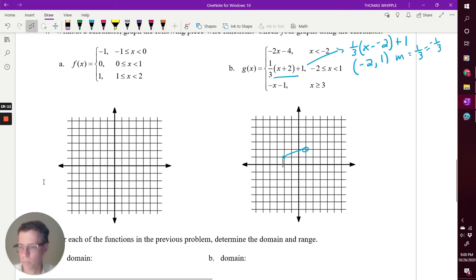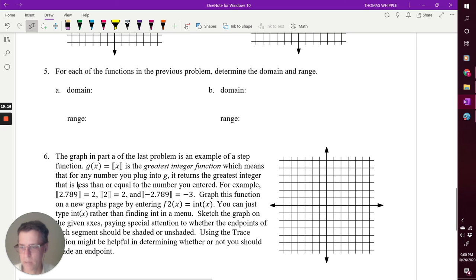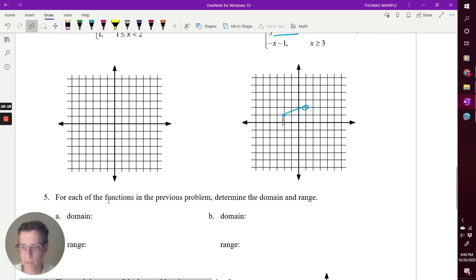Hope this helps. Well, we might talk about the last part, number 6 on here, but you don't need to worry about that for the homework.